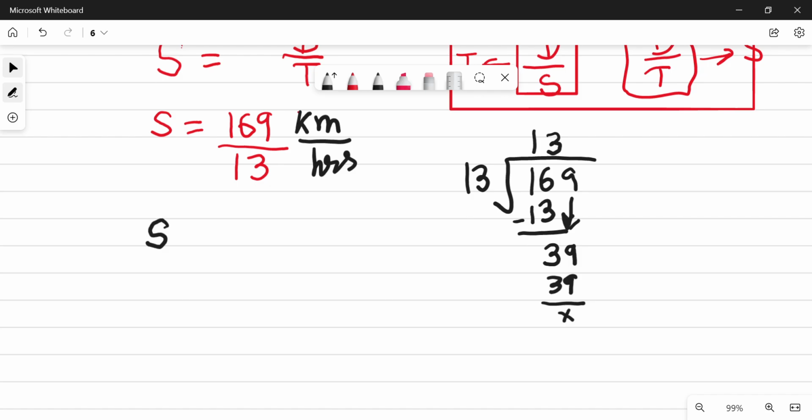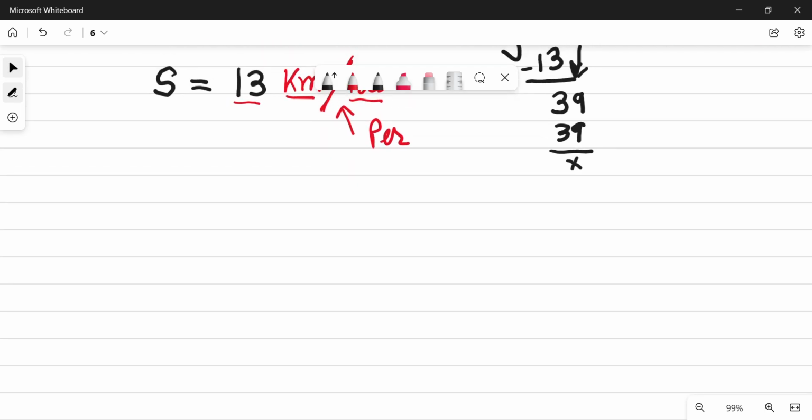So we will write S is equal to 13, and here you can see we can't cancel any unit. We have kilometer in the numerator and hours in the denominator. To show that this is in the denominator, we will draw a slash, and this slash we will read as per. So this is 13 kilometer per hour. This is the speed. Now let's try one more question, then we will look at time.